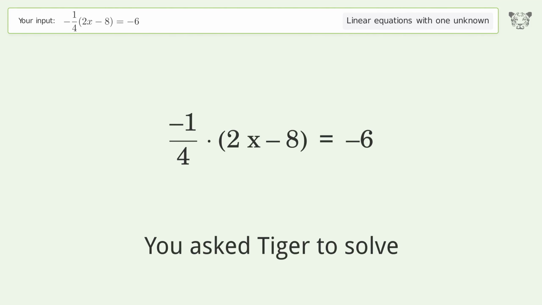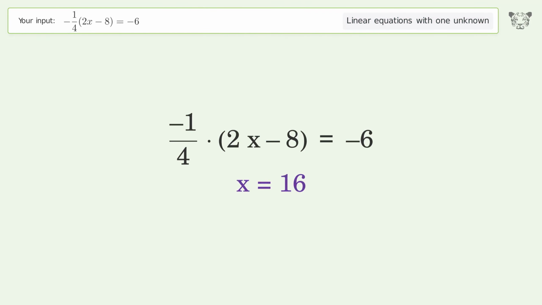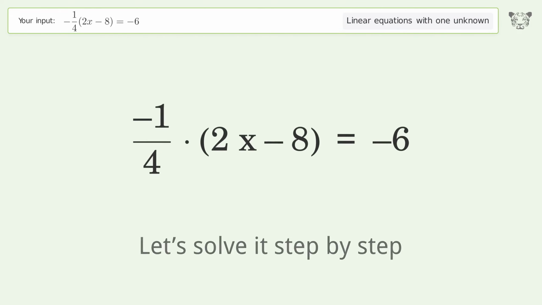You ask Tiger to solve this. It deals with linear equations with one unknown. The final result is x equals 16. Let's solve it step by step.